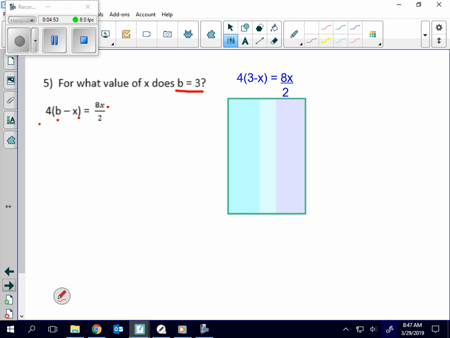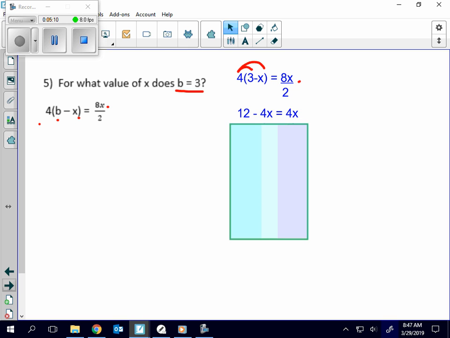I recognize that on the left side, I could distribute that 4, multiply both of those terms inside the parentheses by 4, and on the right side, I can divide by 2. So you try that first and see if your next line matches mine. Go ahead and hit pause.